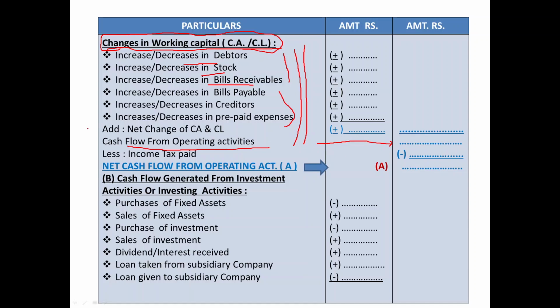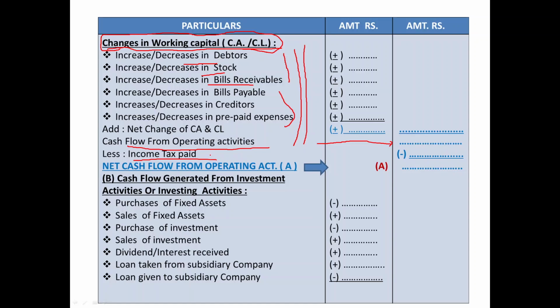Last reporting would be for income tax payment. This would be the last and separate reporting under the first title. So income tax paid, whatever it is, you have to report it as a last and separate item under the title of cash flow from operating activities.